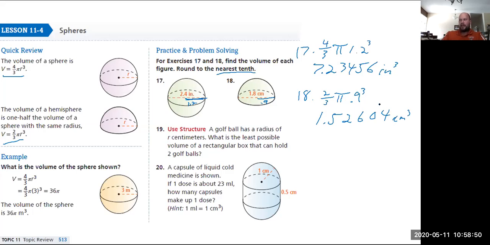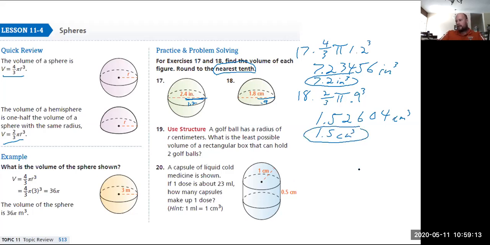Now, are those our final answers? No, because again, they want us to round to the nearest tenth. So we need to round both those off. On the first one, that should round off to just 7.2 inches cubed. On number 18, that one should round off to 1.5 centimeters cubed.